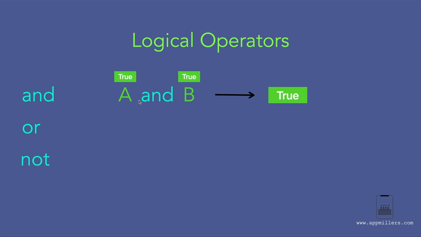Now if any of these cases is false, for example, let's say B is false, the output will be false. The same rule is applicable for A. If A is false and B is true, it's going to return false. If both of them are false, it's obvious that it's going to return false. Let's look at how an AND operator works in practice.